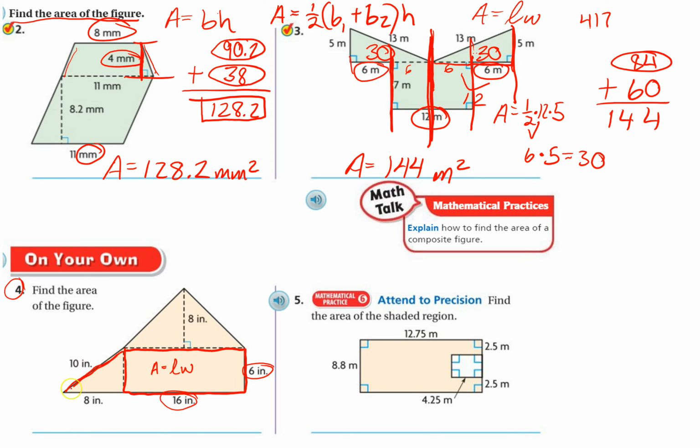Okay, next, let's find the area of this triangle. Well, the area for a triangle, 1/2 times base times height. Our base is 8. We never use diagonal lines to find area. So our height from here to here is given to us right there, 6. So now you're going to multiply these two numbers, divide by 2 to get the area of this triangle. Done.